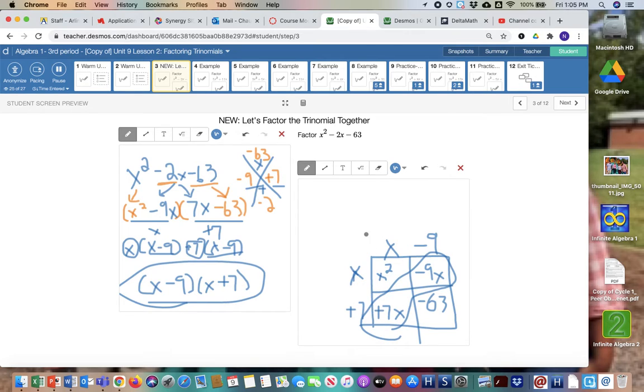So negative 9x and 7x is going to give me negative 2x. And really this is just like review from Unit 8. Get the x squared, get the negative 63, and you'll notice, oh, this is what we started with, which is exactly what we want. So now we've gotten this, right? So basically we're doing what we did in Unit 8, just in reverse, right? In Unit 8 we started with this and said, hey, what's the product? And you multiplied it together to get here. So now we're just starting with this and saying, what are the two factors?